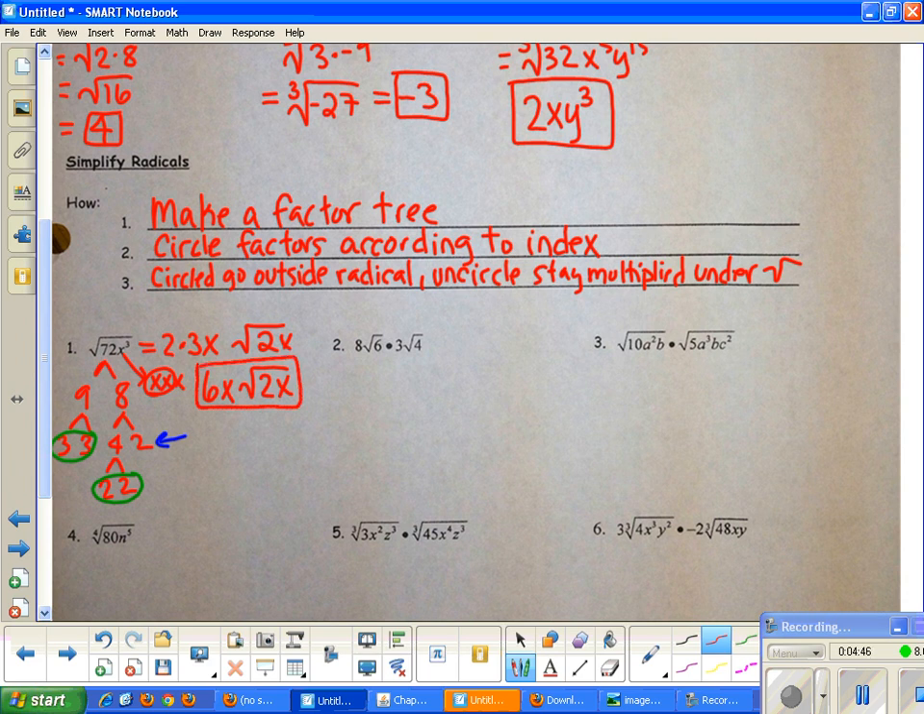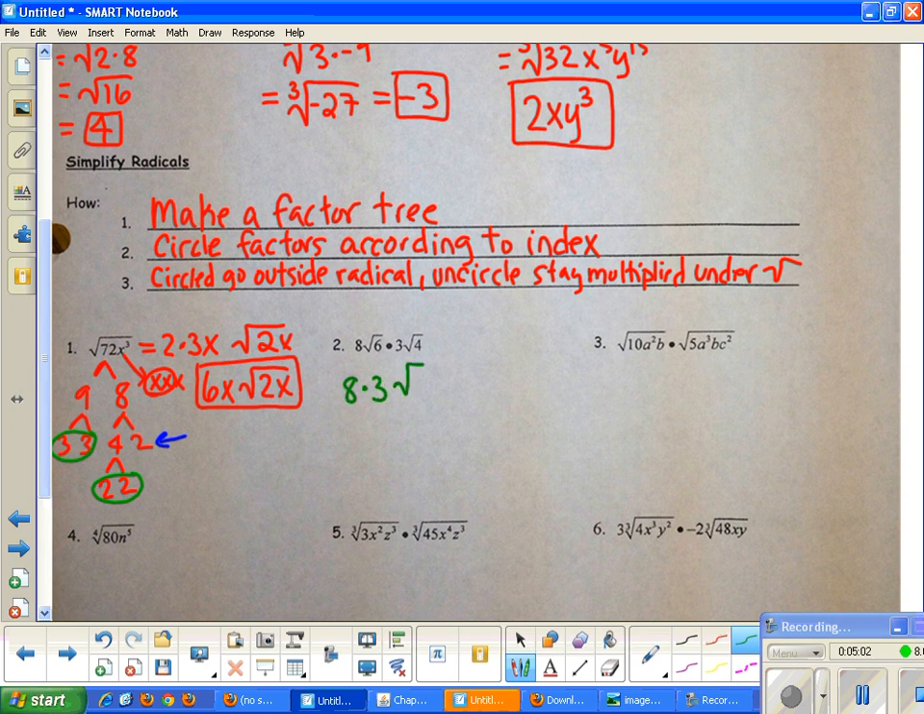So then if you look at number 2, the difference with this problem is that we have numbers on the outside, and we're multiplying 2 radicals. So the 2 radicals have the same index, so that means we can multiply them underneath. So 8 times 3 would be on the outside.